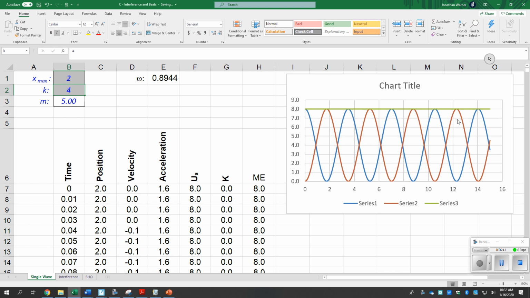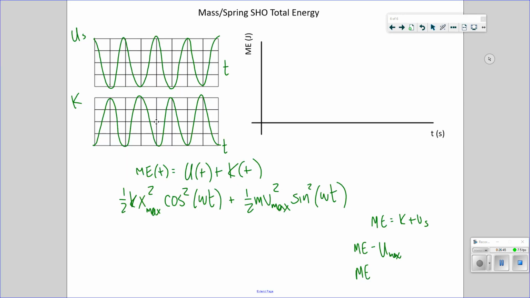This gives us a great justification for why this is a constant. I faltered with the trig identity stuff, but it's in there somewhere. The bottom line is we can plot both of these, and quite literally add the U and K functions, and what you get is the fact that this system has a constant mechanical energy.